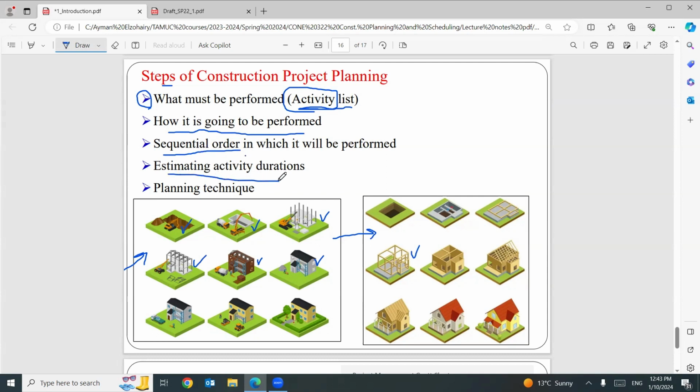Estimating activity duration. You have to tell me how many days you need to spend to excavate the soil. 5 days, for example. So after 5 days, I will start to pour concrete and will need 4 days more. So the total will be 9. Then I will construct the column. The column will need 3 days. So we need to figure out the activity durations to be able to find the final duration of the project. So you can tell me, after 3 months, I will finish this project. That makes sense?